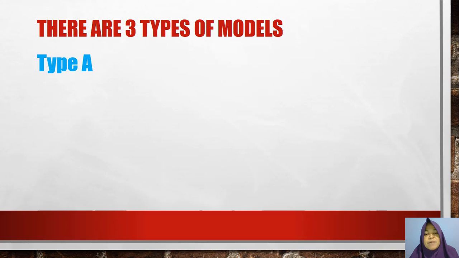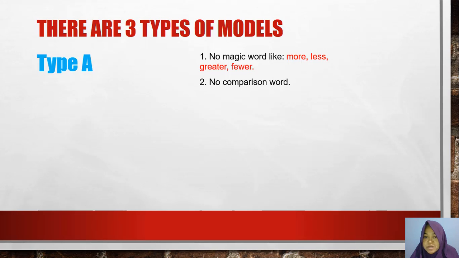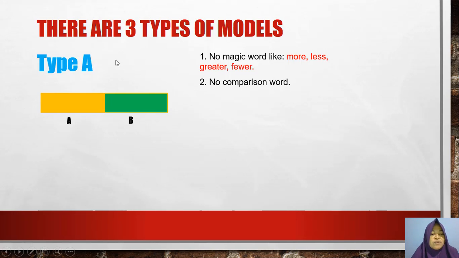First, type A. For type A, the condition is there are no magic words like more, less, greater, fewer, and there is no comparison word like more than, less than, greater than, fewer than. The model will be like this.